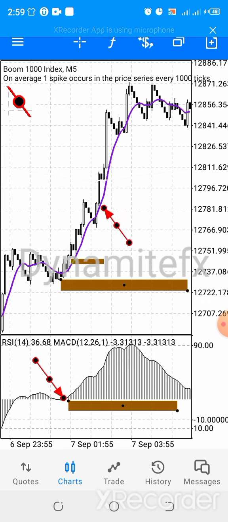And then, like I said in my previous videos, please, you can actually swing with this, catching all the spikes. Now let's say you took this trade here, this was your entry for example, and the trade was going in your favor.